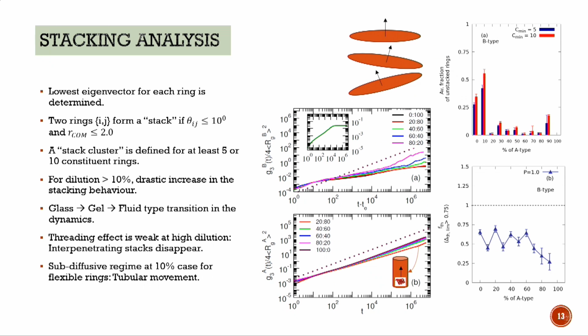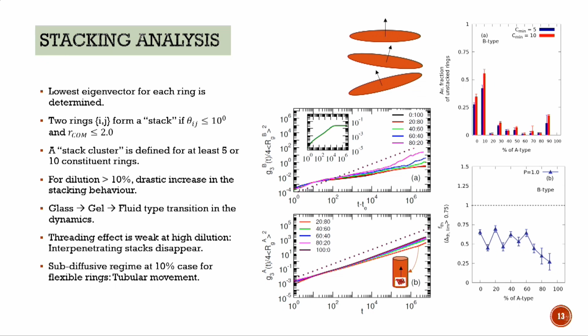And we define the cutoff as at least 5 or 10 rings forming these kinds of stacks. Then we call it a stack cluster that has formed, and we can say that all rings inside this stack cluster are essentially stacked against each other. But if there are only 2 or 3 member rings forming a stack, we don't count it as a stacking effect at all, because that is just some random event that is taking place.